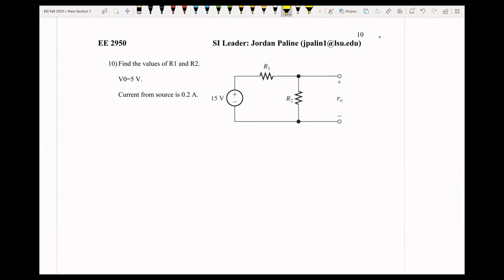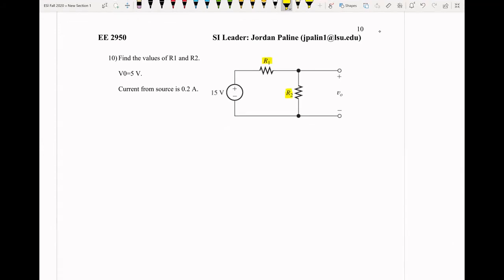So we don't know our resistors here. We have a 15-volt source, and then also we have a VO over here. And it gives us the value of VO, which is 5 volts. So then also it gives us a 0.2 amp current from the source. So that is useful information.